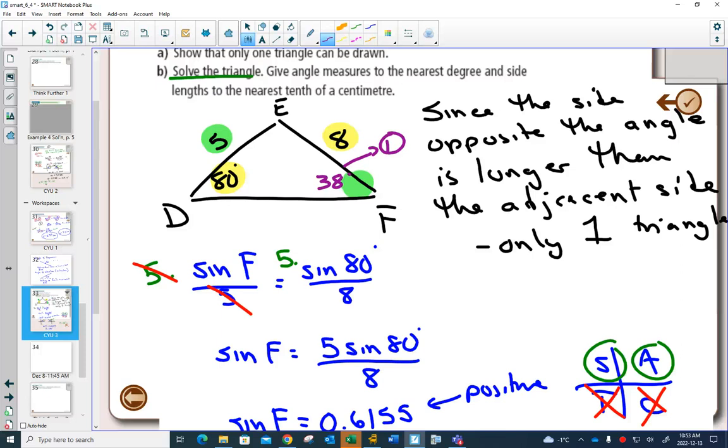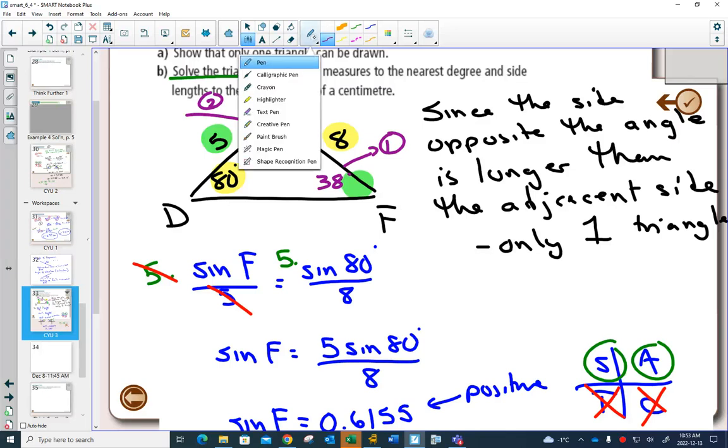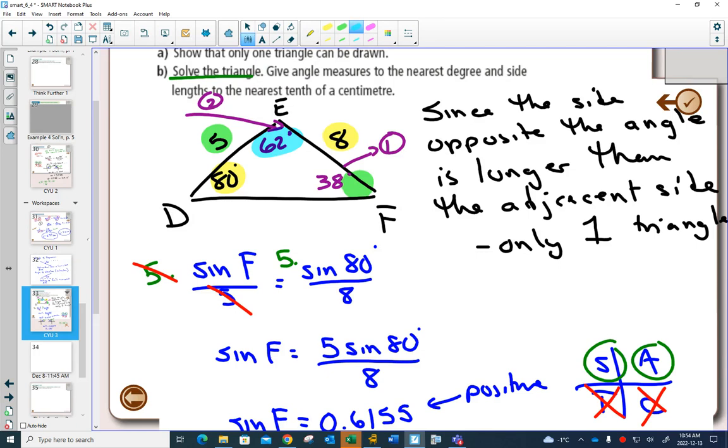We need to solve this whole triangle. Can you see that you can solve for something now? We have two of the angles. As soon as you have two of the angles, you can find the third, because it has to add up to 180. These two angles already add up to 118. That makes this 62 degrees. And now that I have that 62 degrees, this 62 degrees would go with this opposite side. So angles and opposite sides always go together.